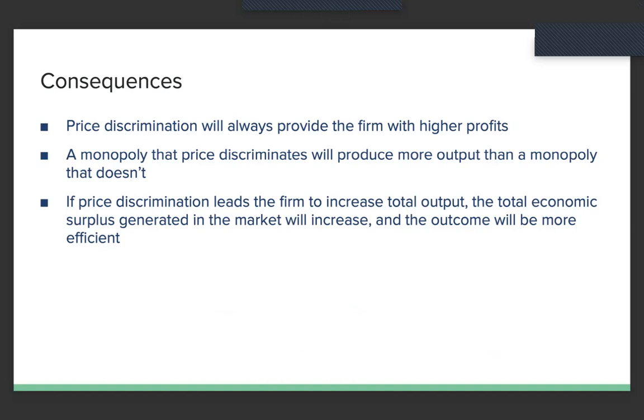So the consequence of price discrimination is, again, it will always give the firm higher profits, because now you are extracting a higher potential from each of these specific segments. And a monopoly that price discriminates will produce an output that's higher than a monopoly that doesn't price discriminate. So it reduces the deadweight loss.